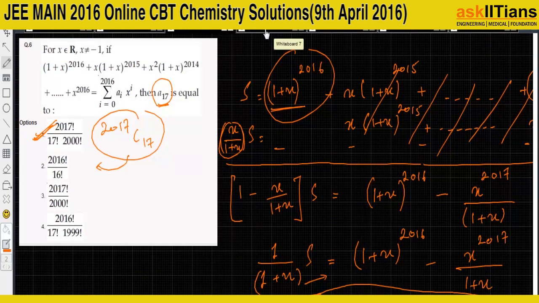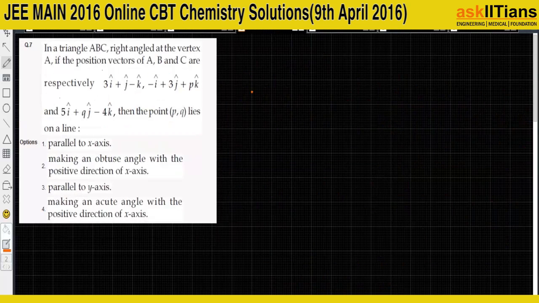Let's move on. Question number 7. Question number 7 says that there is a triangle ABC right angled at vertex A. So let's draw a right angle triangle. Let's consider this right angle triangle right angled at A.